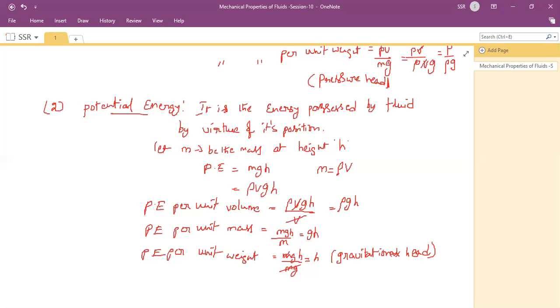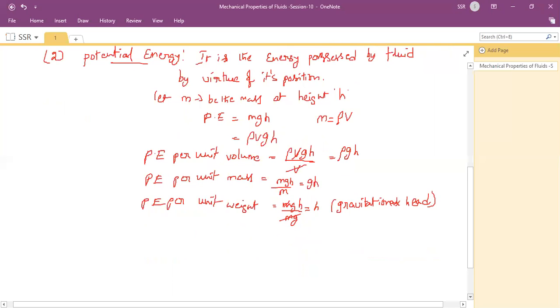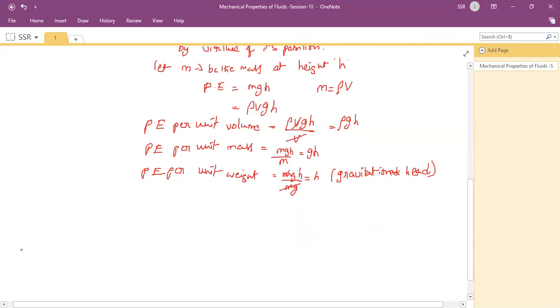Next we can have the third energy of a fluid when it is flowing. What is that energy? Kinetic energy. Then the third type of energy is kinetic energy of the fluid. Because it is flowing with certain velocity now, there is kinetic energy of the fluid. So what is this kinetic energy? The energy possessed by a fluid by virtue of its motion.